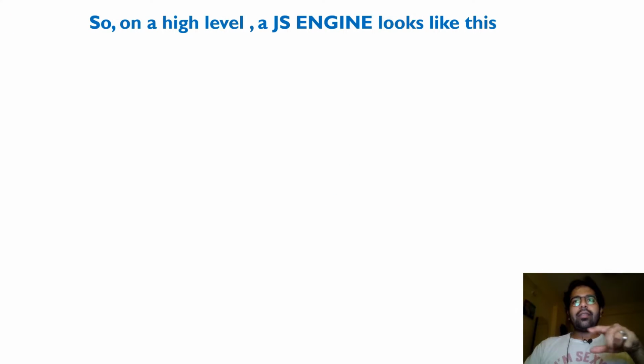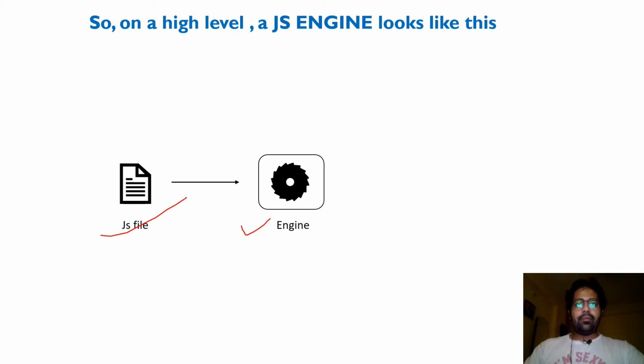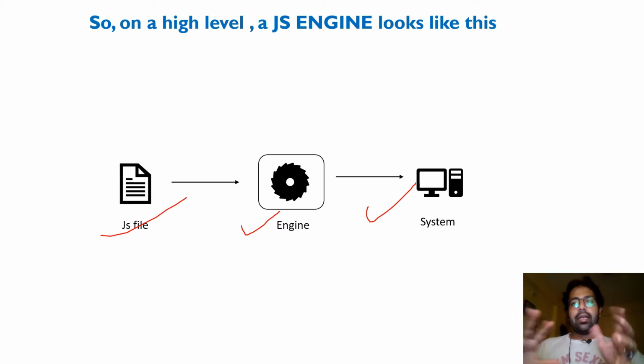What is a JS engine? A JS engine is something which helps the compiler, which helps the system to understand whatever we have written in JS, right? A JS engine looks something like this. There is a JS file, and there is an engine, which is basically the JS engine. The JS file goes into the JS engine, and then it goes to the system, and we get machine readable code, right?